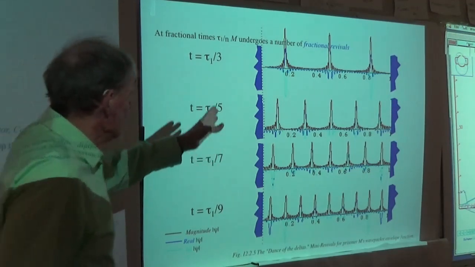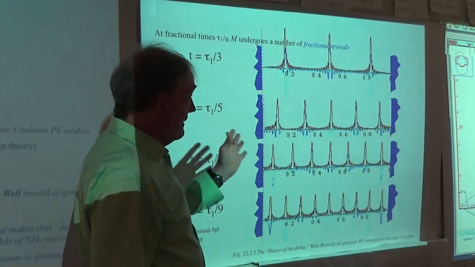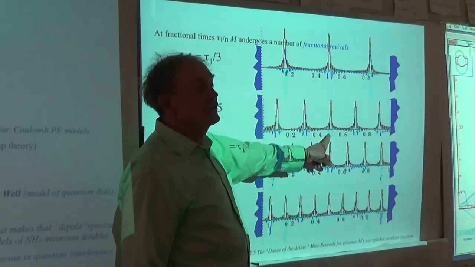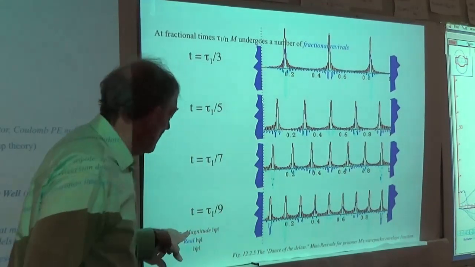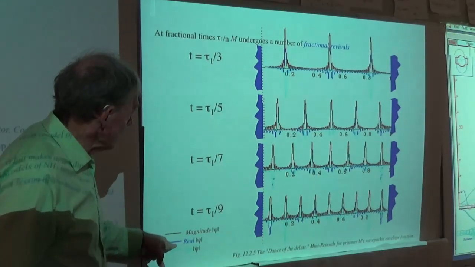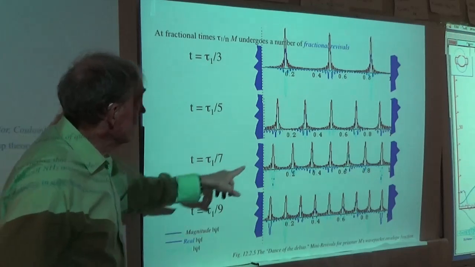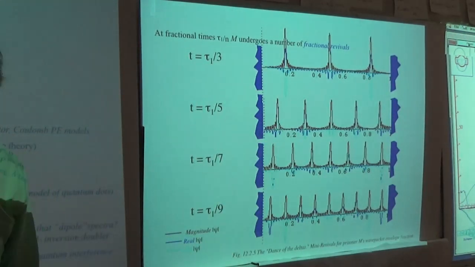By the way, this is what happens if you wait a third of a period, a fifth of a period, a seventh of a period. You get little images of the sine x over x wave. Magnitude is red, real is blue, and cyan is the imaginary part. They're all in there. We're going to see that in the actual animations we'll do.